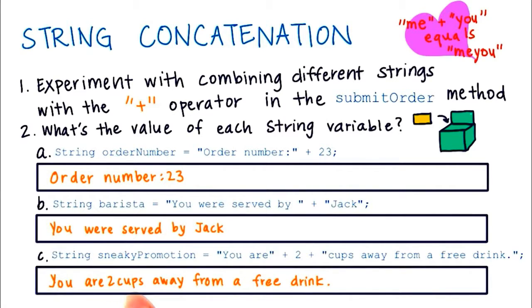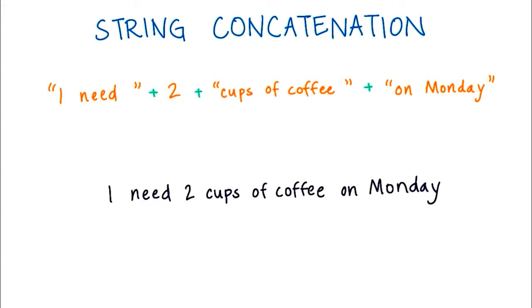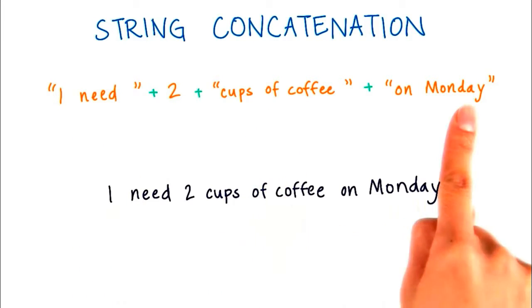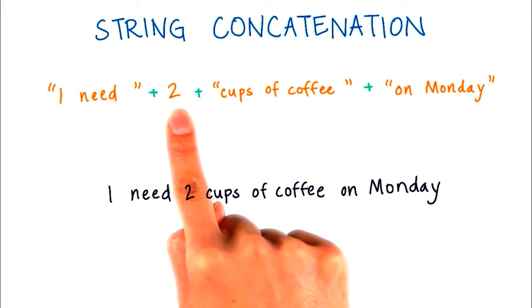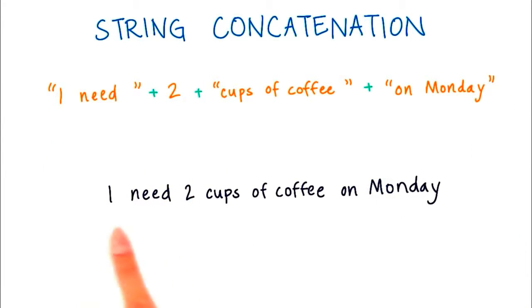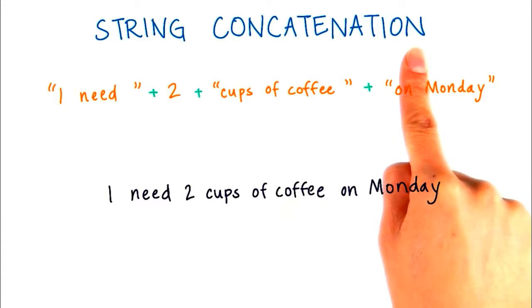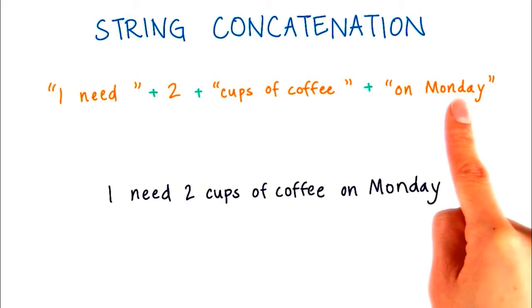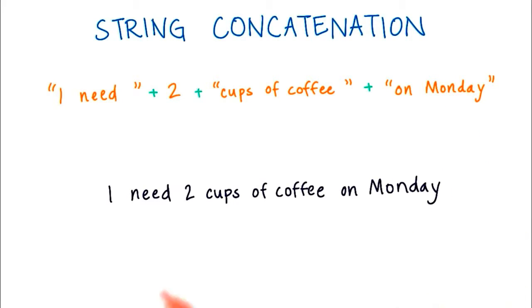In the last video, we saw how we can take string literals and combine them with integer literals using the concatenation operator. This expression evaluates to the string, I need 2 cups of coffee on Monday. The powerful thing about concatenating different parts of the text together is that you can swap out different parts if they need to change. For example, the number of cups of coffee might change.